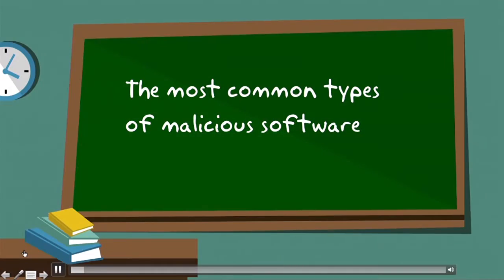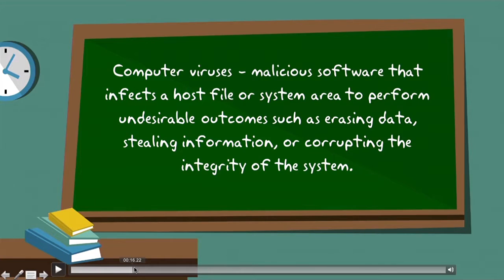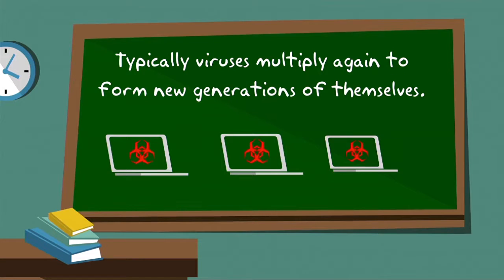Let's take a look at the most common types of malicious software. First one is computer viruses, which is the most familiar to everybody. These are malicious software that infects a host file or a system area to perform undesirable outcomes. Things like erasing data, corrupting files, or the integrity of the system itself, or of course stealing information. Typical computer viruses multiply again to form new generations of themselves.